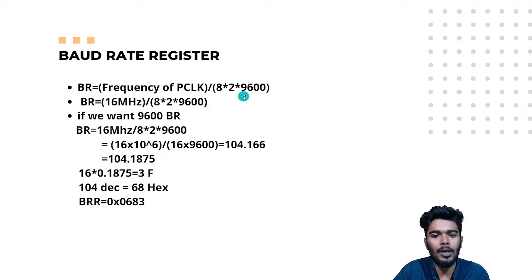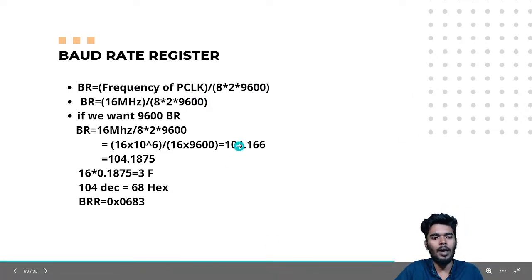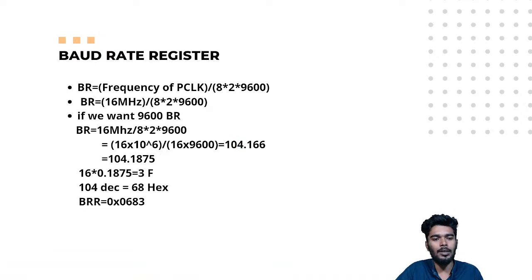If you need to configure 115200, you can use that baud rate. But I am going to configure 9600 baud rate. So what is my peak clock? In the previous classes, I have shown you my peak clock is 16 MHz, and how to configure it to get the 16 MHz value. So we are going to divide the 16 MHz by 16 into 9600 baud rate. So what is the value we are going to get?